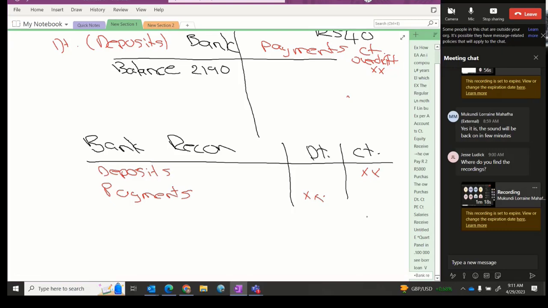You're first going to start with the balance as given on the bank statement. They gave you a bank balance which was in overdraft, meaning that, okay, but now I did this wrong.